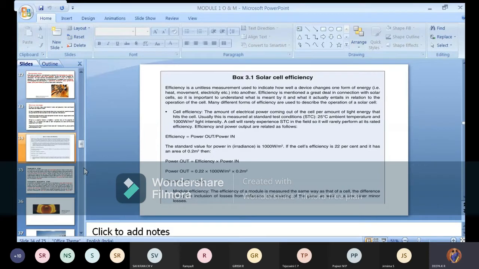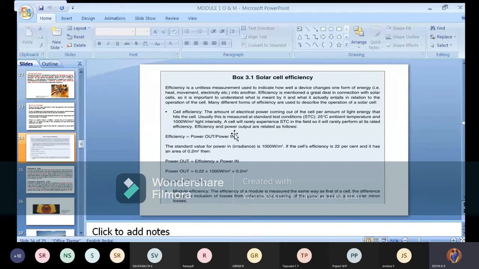So we say standard condition. If something is written keeping constant, maintaining the temperature, Kelvin temperature, all these things will be specified parameters. Similarly, for the cell efficiency of the solar panel, we have to consider the standard test conditions. First, 25 degrees Celsius ambient temperature, and light intensity of 1000 watt per meter square. One more is air mass, which we have already studied earlier. It is 1.5. A solar cell will rarely experience STC in the field, so it will rarely perform at rated efficiency.